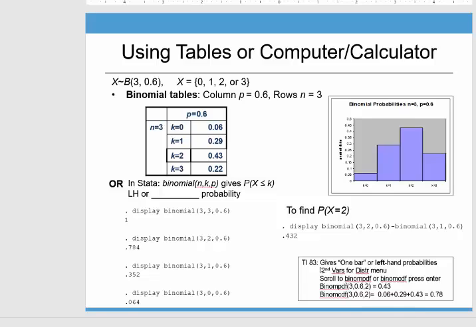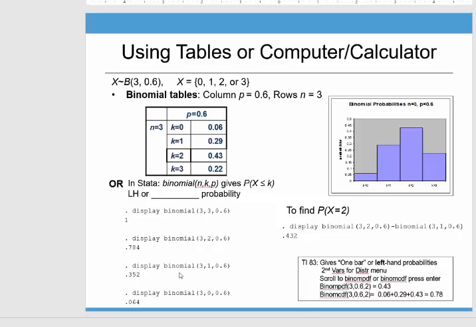So in this example, suppose that we have 3 people. The probability of surviving is 0.6. What's the probability then that exactly 0 survive, 1 survives, 2 survive, or 3 survive? Here are the binomial functions. I give it the n, the k, the p. So let's look at an example.